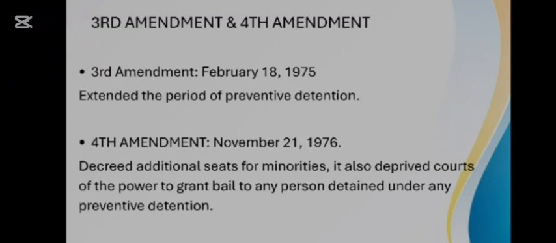Similarly, the Fourth Amendment, passed the next year, decreased the additional seats for minorities, and it also deprived courts of the power to grant bail to any person detained under preventive detention. It means it curtailed the powers of the court to bail out a person in preventive detention by the authorities. So it increased the power of the executive and decreased the power of the judiciary.